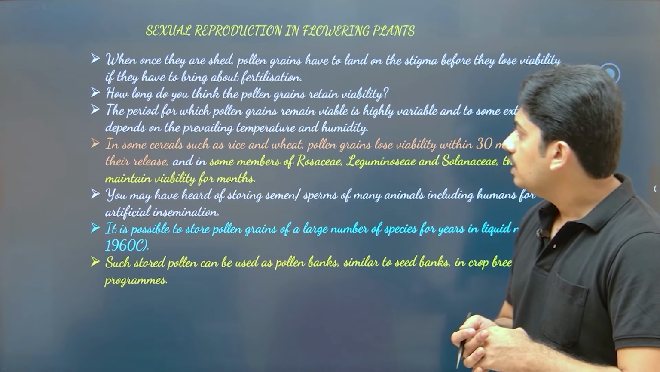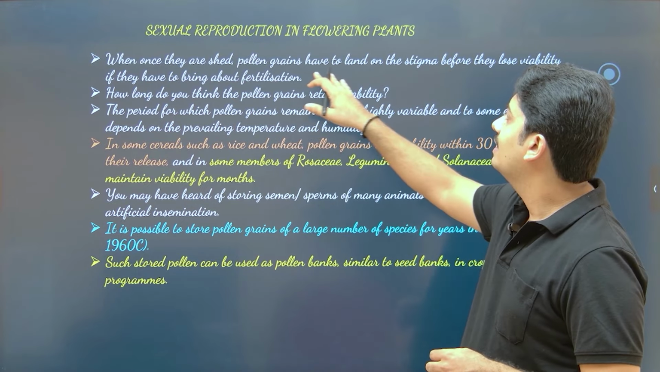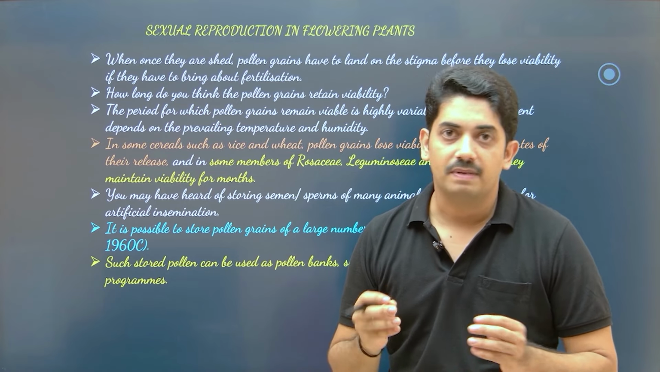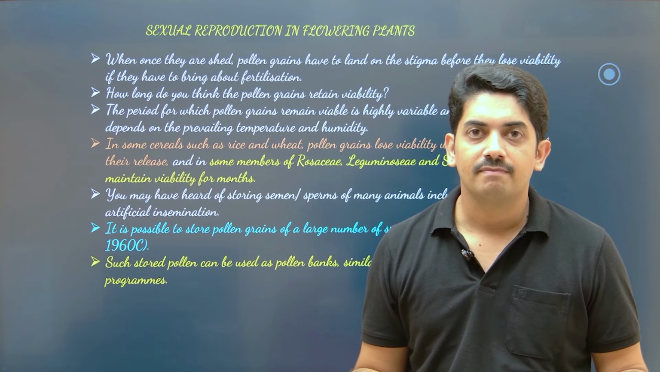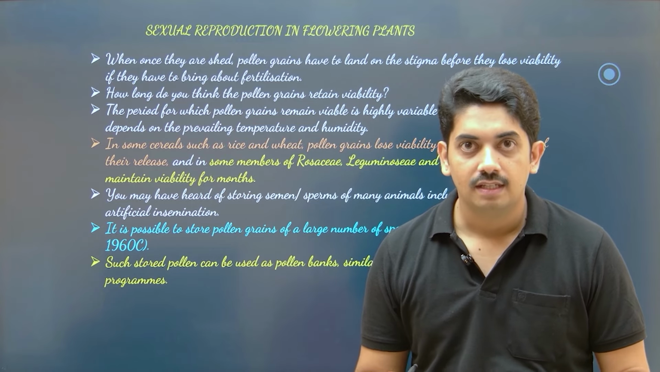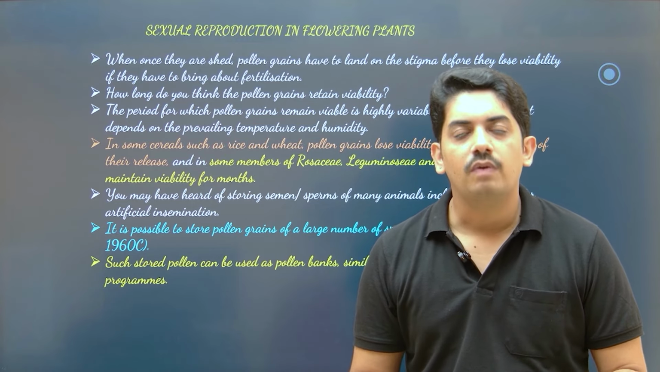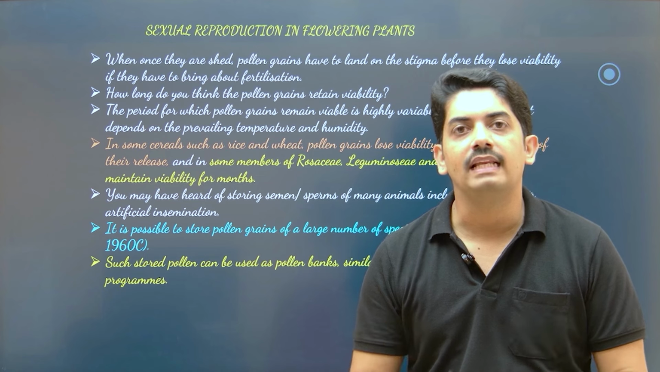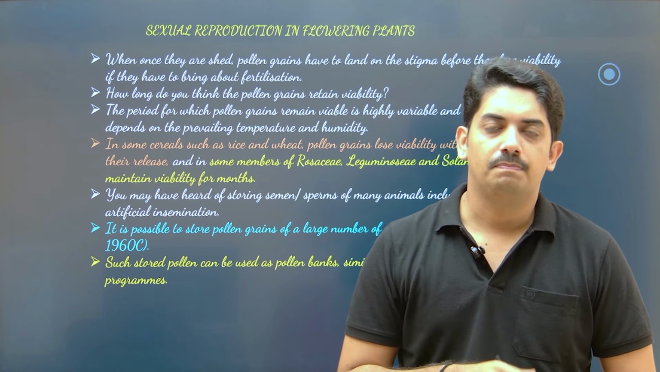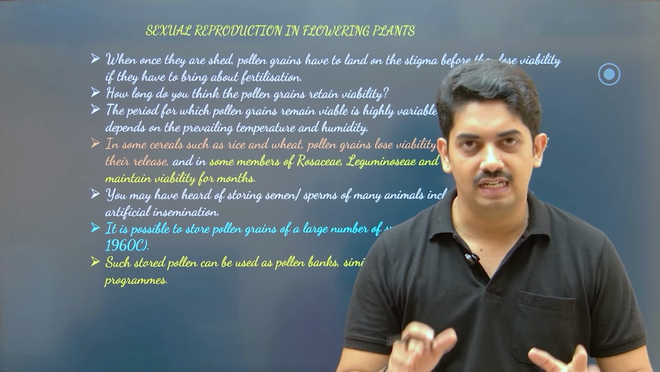Now, once they are shed, the pollen grains have to land on the stigma surface. Now, what is the primary function of the pollen grain? It's a male gametophyte carrying the male gamete. Now, it has to deliver the male gamete to the place where the egg is present, where fertilization takes place.